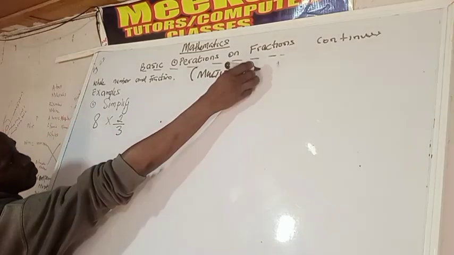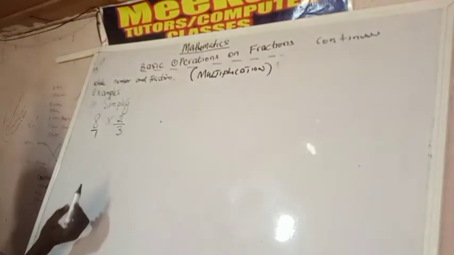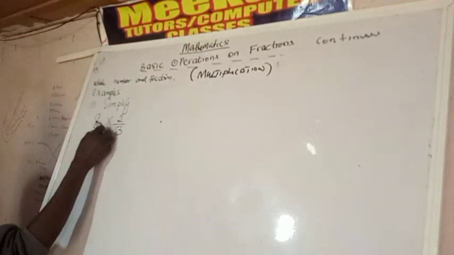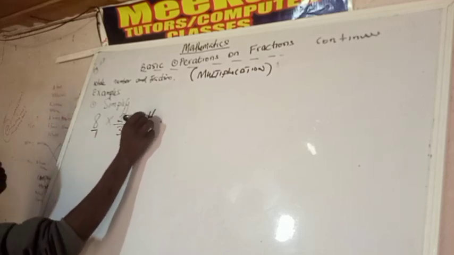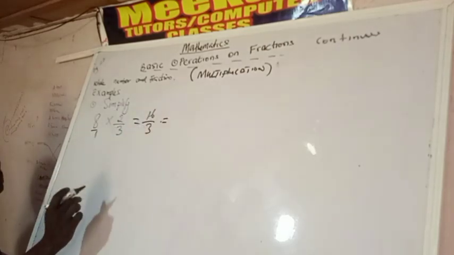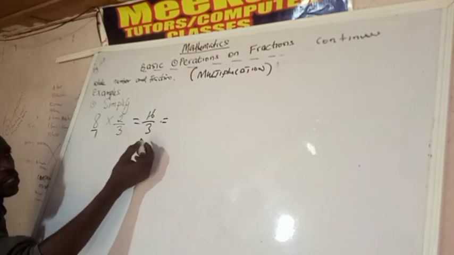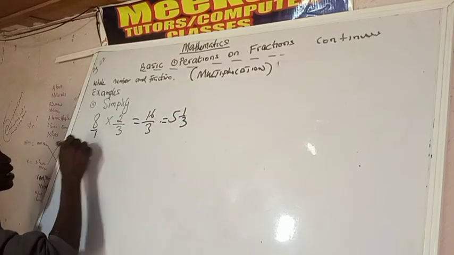Multiplication. Now, you can take this to be over 1. This is a fraction. This is a whole number. That's why we say 8 over 1. If there is nothing there, you can say 8 times 2, what do you have? 16 over 3. You cannot leave this like this because this one is what? Improper fraction. 3 can still go here. 3 here, what do you have? 5 whole number, 1 over 3.